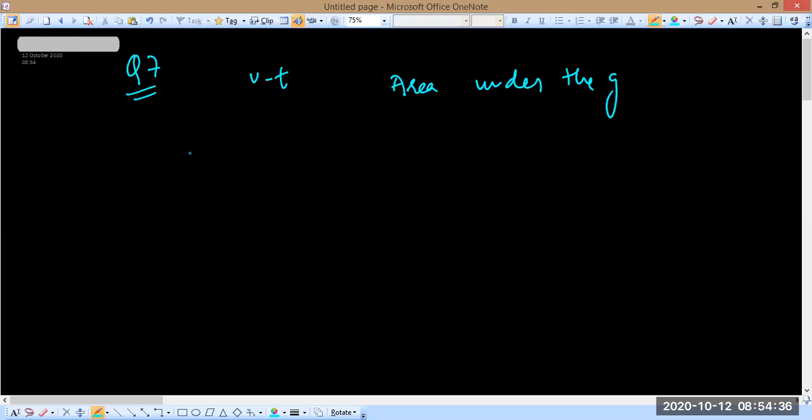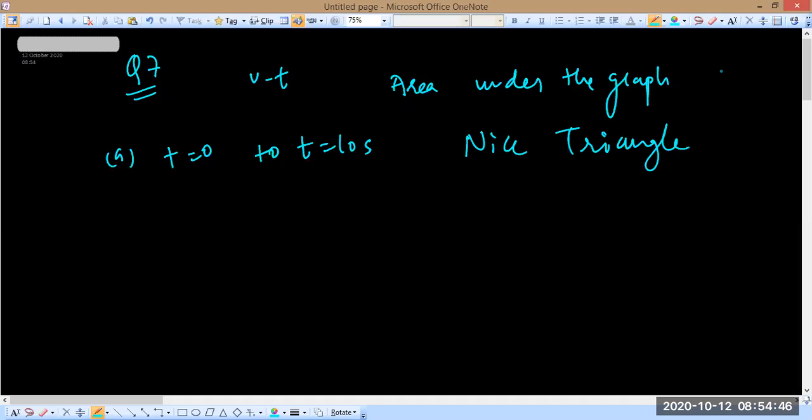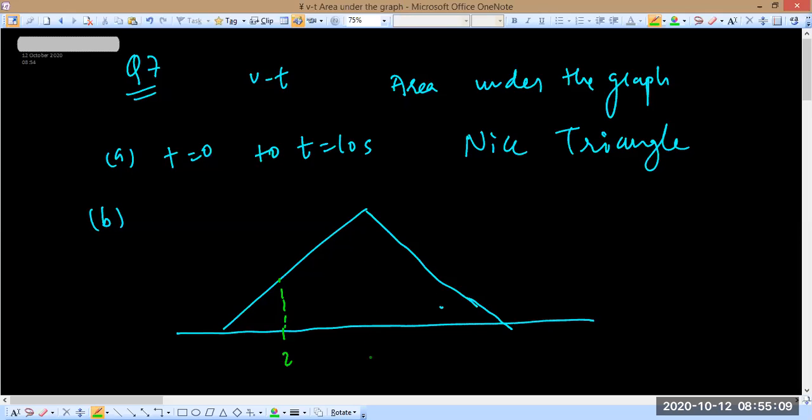Now, for A, I don't think it's a problem, right? Because t equal to 0 to t equal to 10 seconds is just a simple, nice triangle, right? So that's not a problem, I believe. Okay. So B. Now for B, you have a graph like this, 2 to 6 seconds. So somewhere over here is 2 seconds, and maybe this is 5, and somewhere here is 6 seconds. So now you have to find out the area of this part. I know it's extremely weirdly shaped, right?